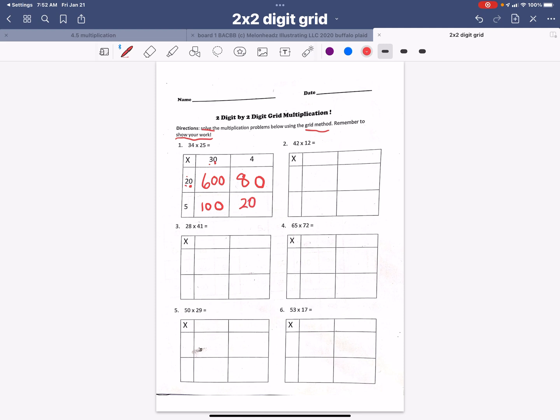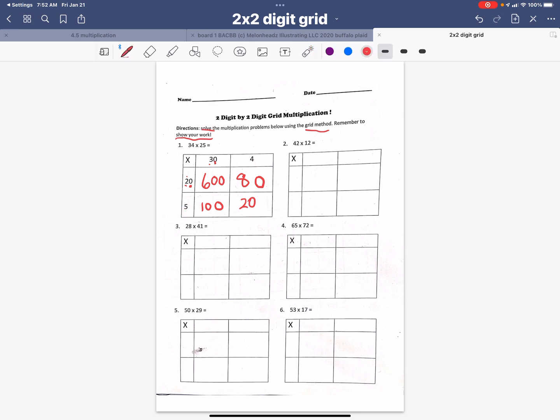So now these are all just partial products. Remember, we've been talking about partial products. 600 is the partial product of 20 times 30. 80 is the partial product of 20 times 4. 100 is the partial product of 5 times 30. 20 is the partial product of 5 times 4.